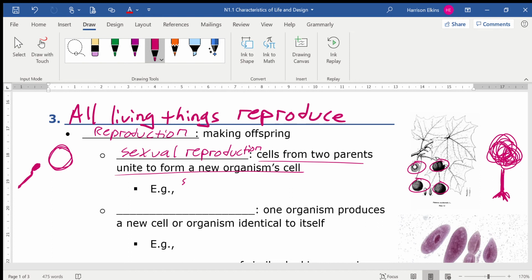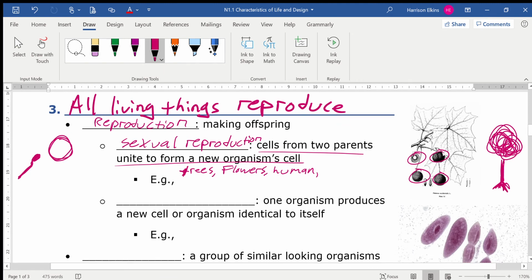An example is pollen from one tree attaching to the flower of another tree to create seeds. And so we see trees do this. Trees, plants, flowers. Humans sexually reproduce. You need cells from two human beings to form a new child. Almost all animals and plants sexually reproduce in some way.